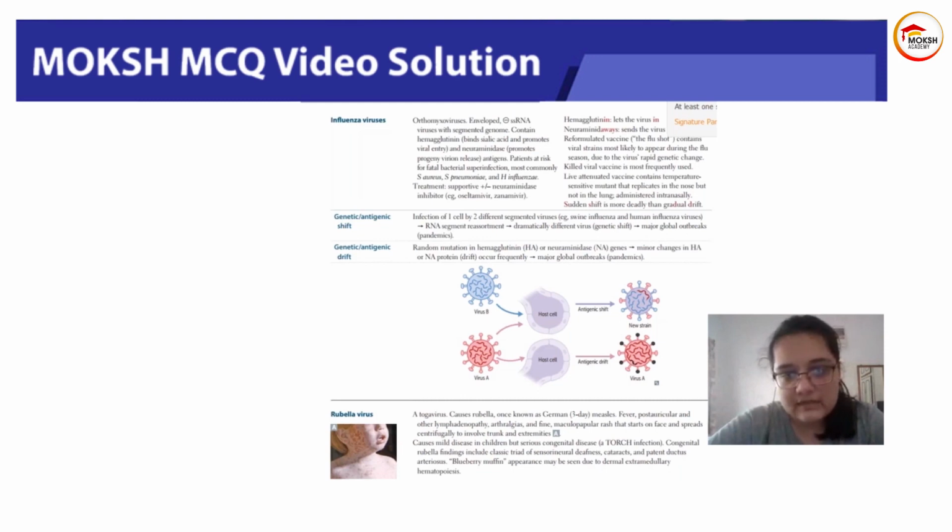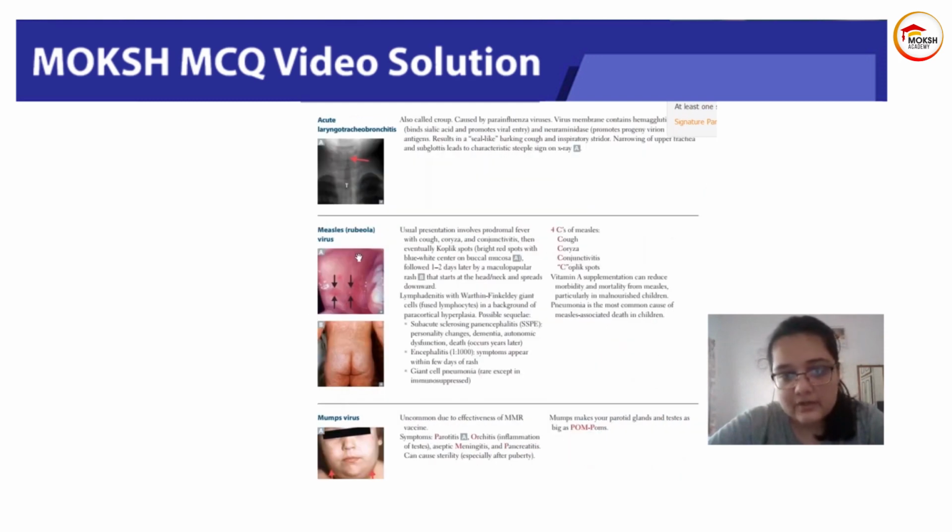This is your measles rash. These are your Koplik spots. We have already ruled out measles. We have cough, coryza, conjunctivitis. It is Koplik spots, but you can remember it with C also.